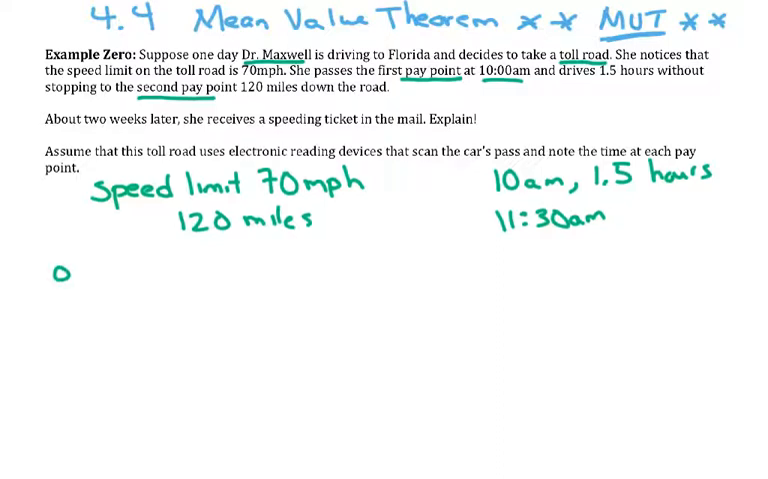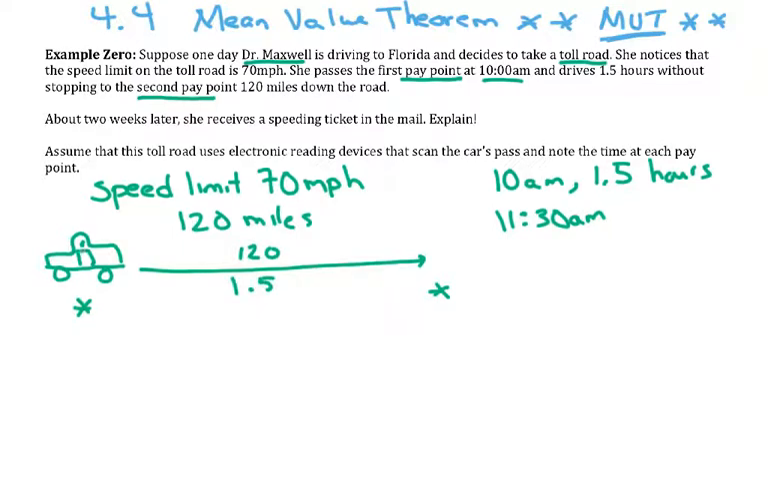Here's this little car. I'm in here going 120 miles from the first toll booth to the second one, and I did this in 1.5 hours. And I didn't think anything about it. However, about 2 weeks later, I got a speeding ticket in the mail. What? How did that happen? Your job is to explain it.